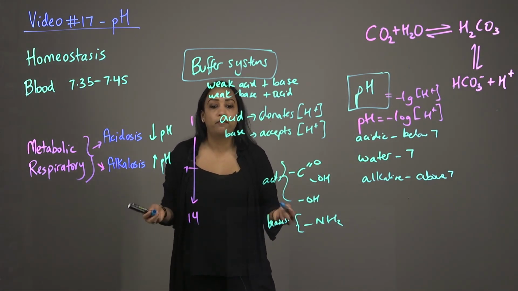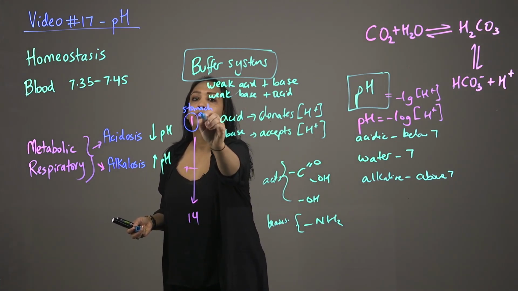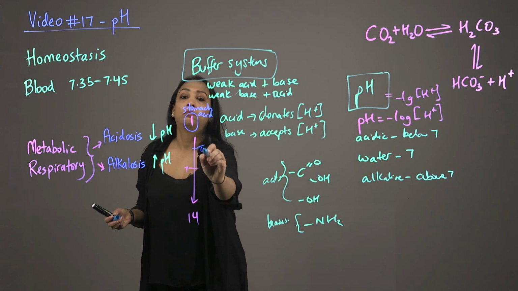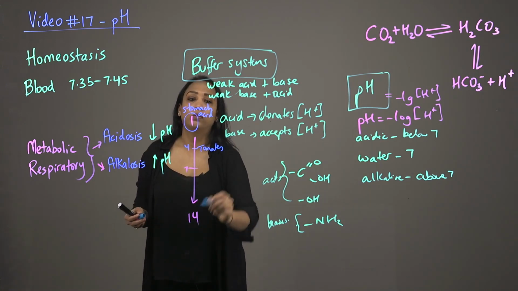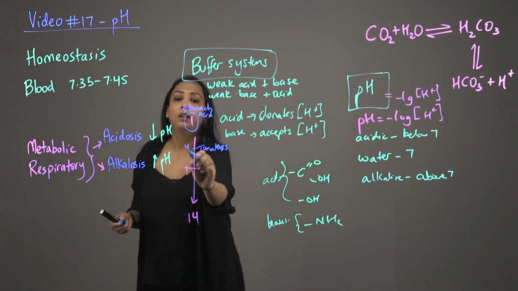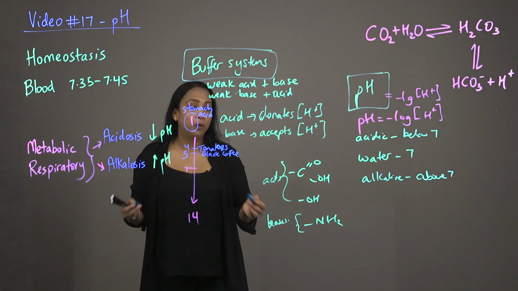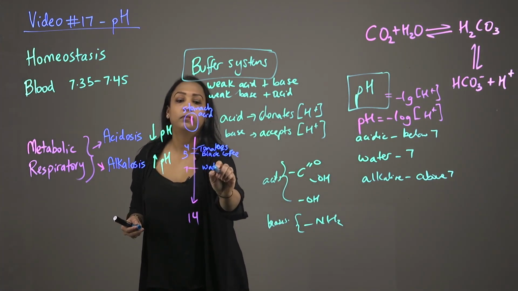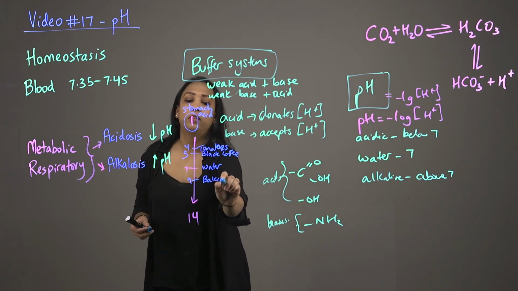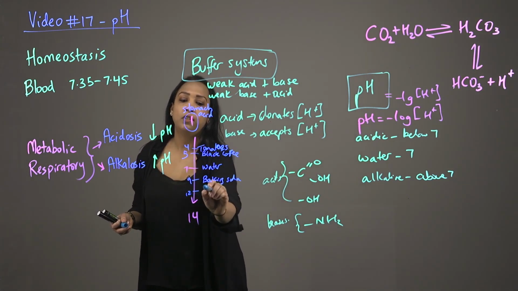So if we think about some common solutions that we may have met in everyday life, stomach acid has a pH of about 1. Tomatoes have a pH of about 4. If we think of black coffee, a pH of about 5. Pure water, we said, has a pH of about 7. If we think of baking soda, pH of about 9. And household ammonia, which is a cleaning agent, has a pH of about 12.